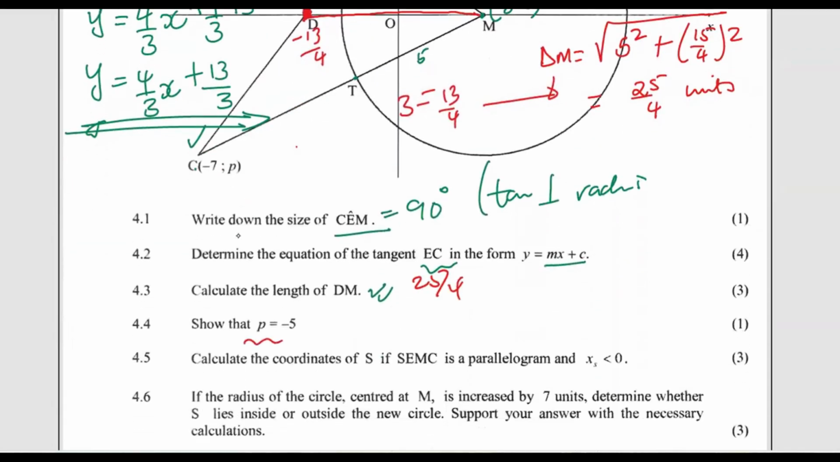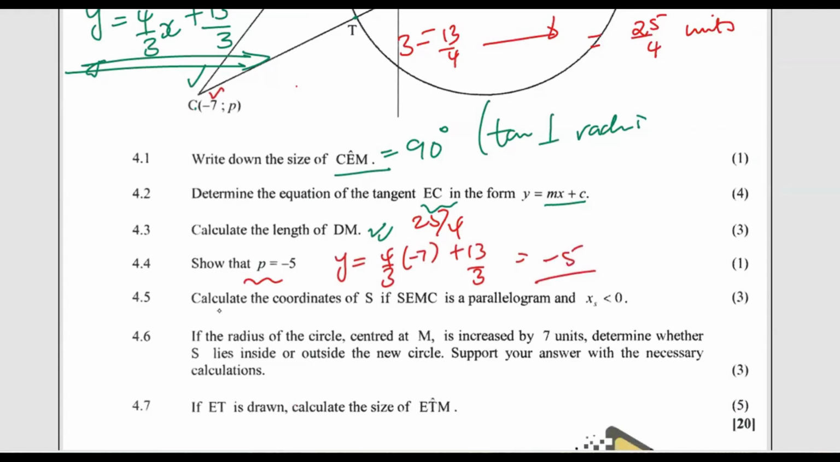And then, can we show that P is negative 5? So we already have the equation here, and we already have the x value. So let's replace the x with the negative 7 and see. So 4 over 3 into negative 7 plus 13 over 3. When I punch that into the calculator, that's negative 28 over 3, plus 13 over 3. So perfect, it comes out as negative 1.